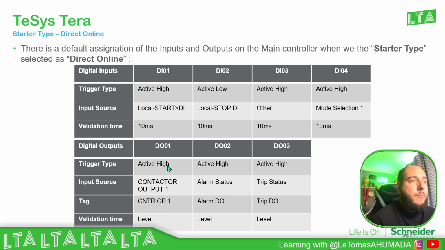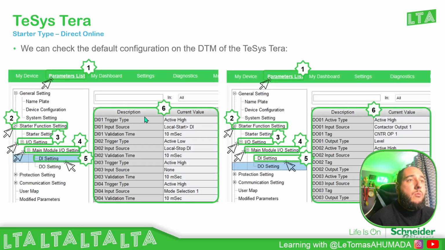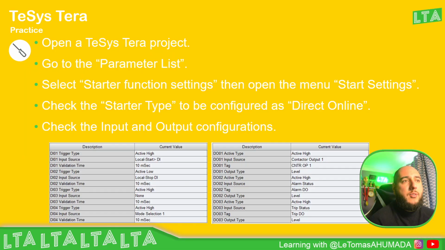Then we have by default the output 1 is the one that's going to activate the contactor, okay, the coil of the contactor, and then we have some alarm status and trip status by default in case we wanted to use it. Now in our software where we need to check this, on the parameter list, this is for inputs and this one is for outputs. On the parameter list, we just have the starter and I/O settings. Here we have the possibility to select inputs and outputs and check which is the default. We are able to change this, of course, but this is just the easiest one.